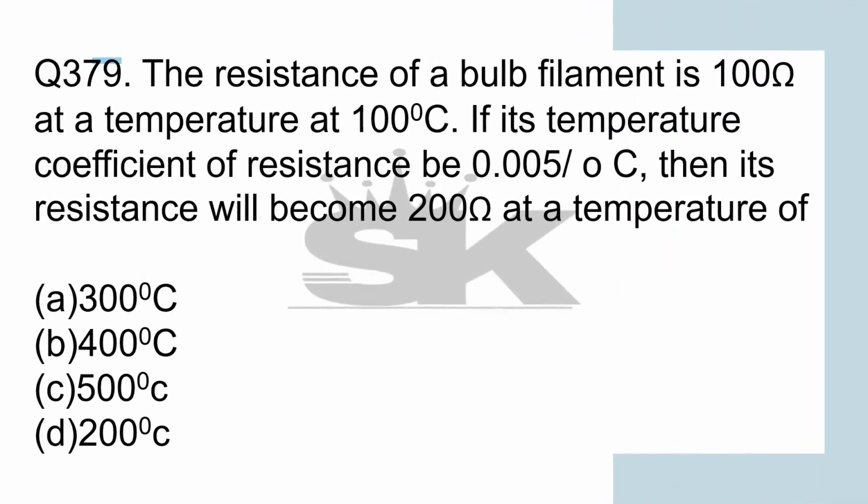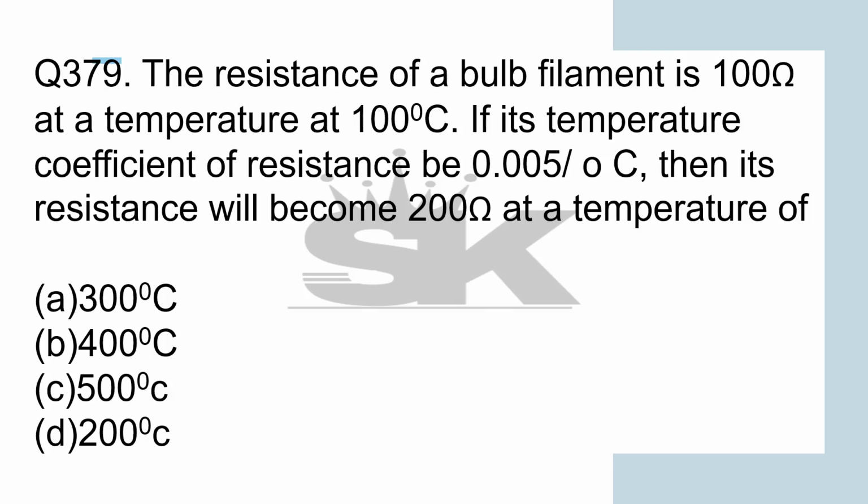The resistance of a bulb filament is 100 ohm at a temperature of 100 degrees centigrade. If its temperature coefficient of resistance is 0.005 per degree centigrade, then its resistance will become 200 ohm at a temperature of?